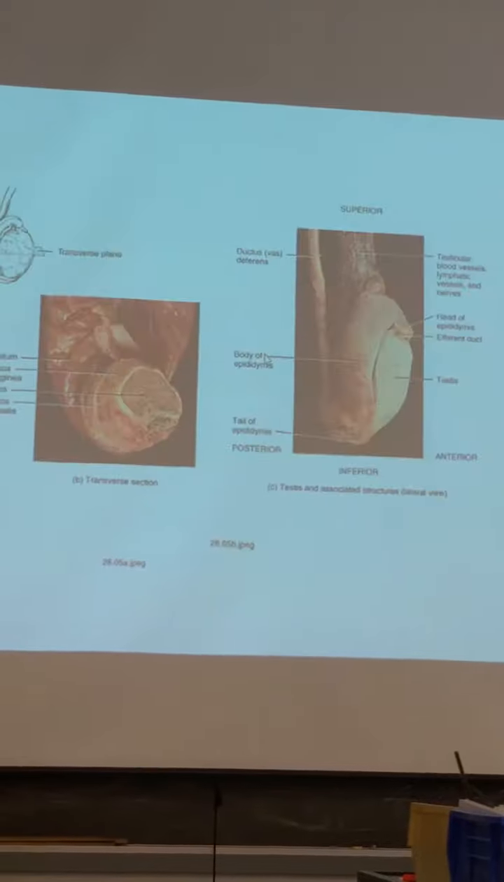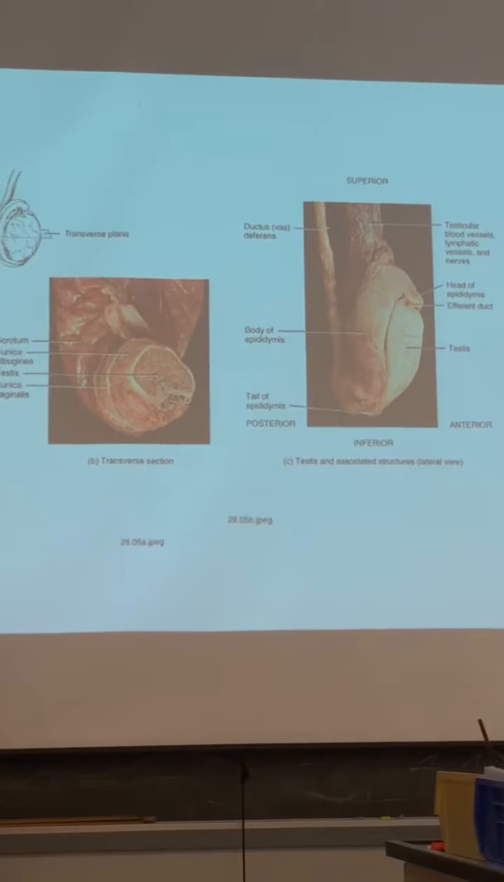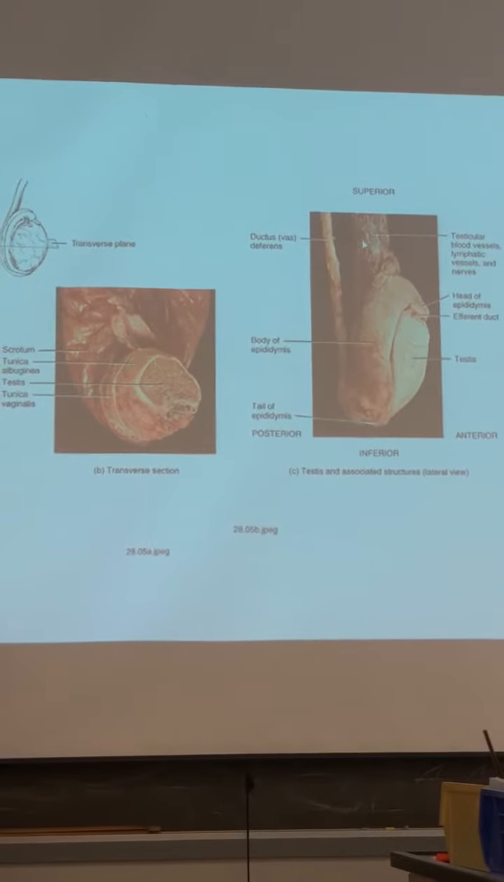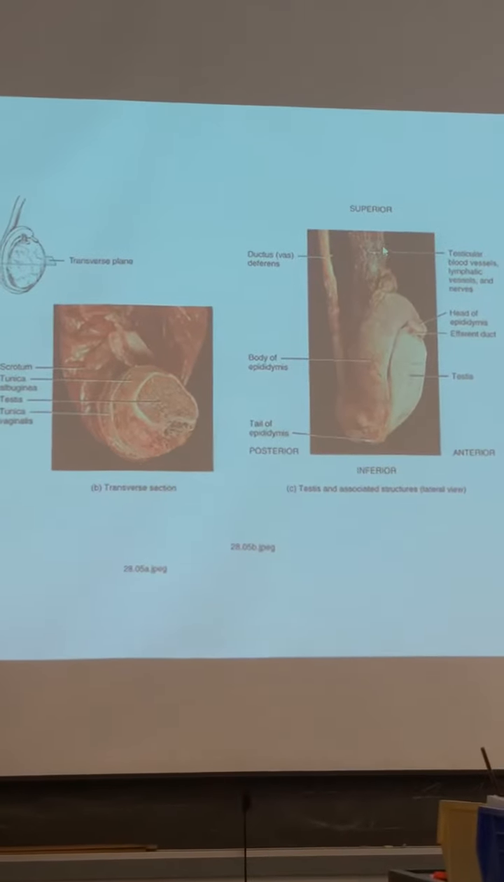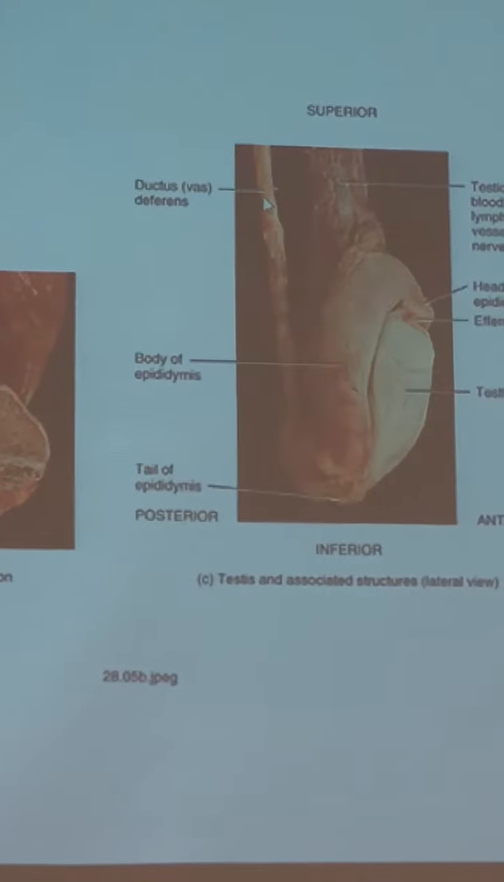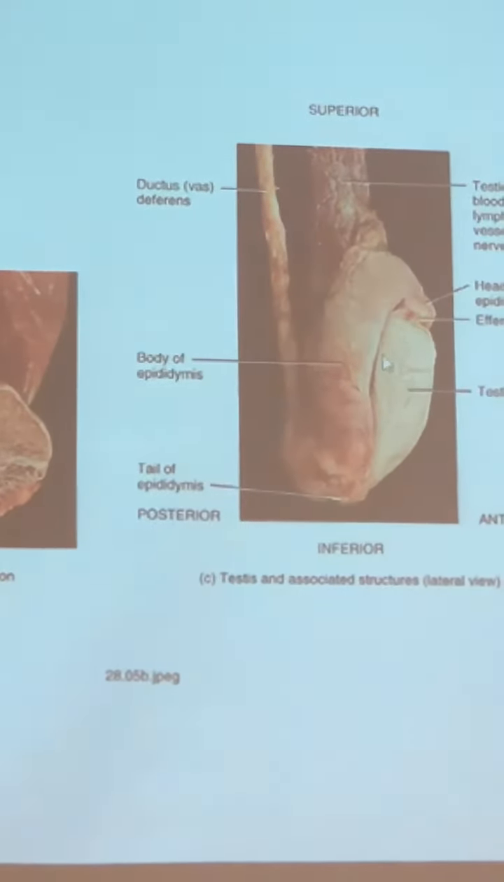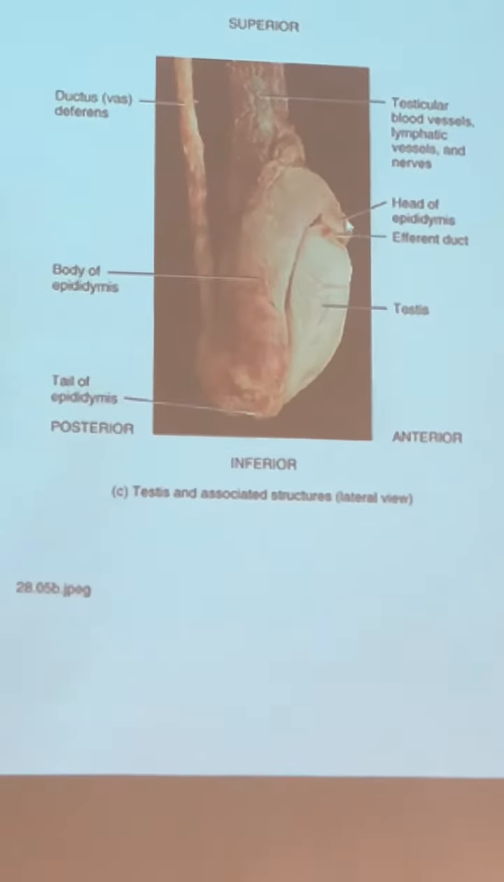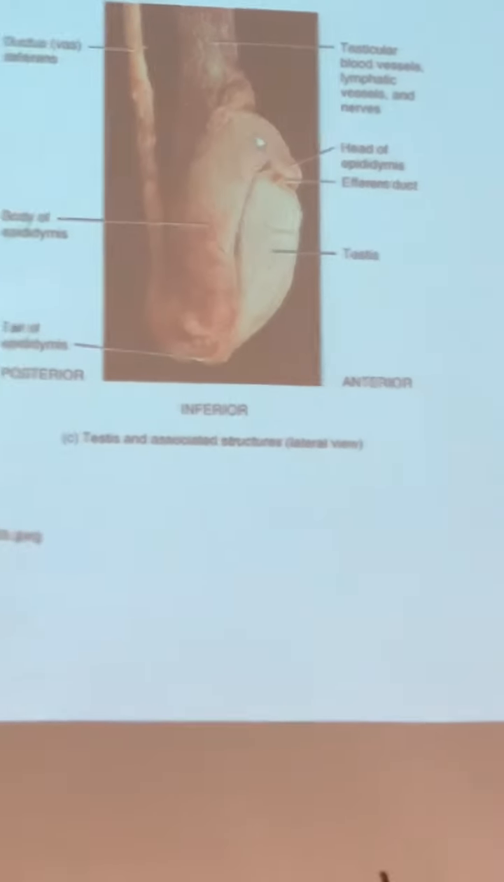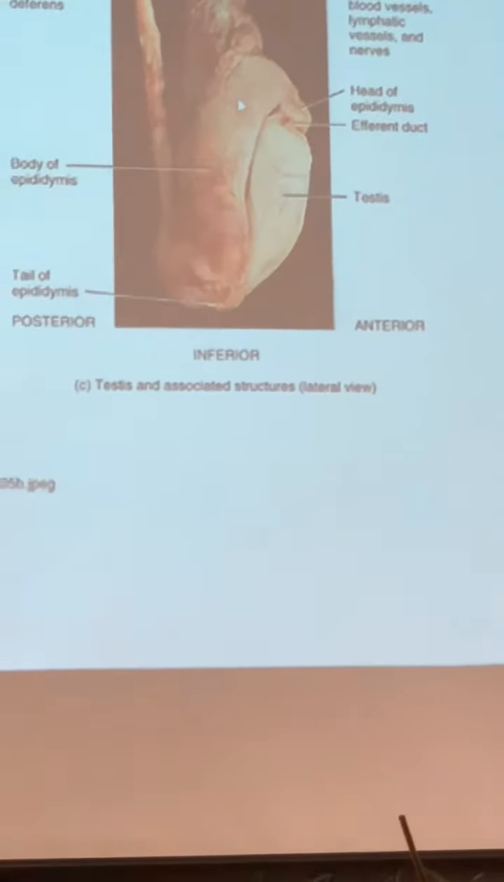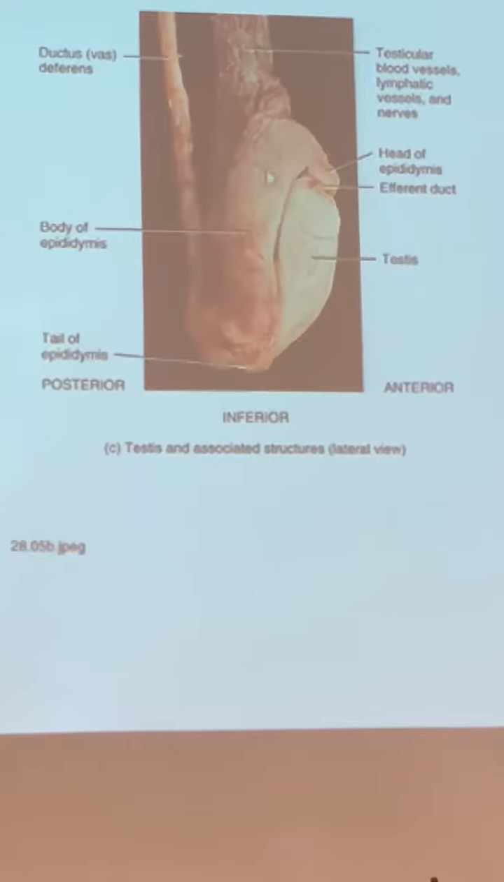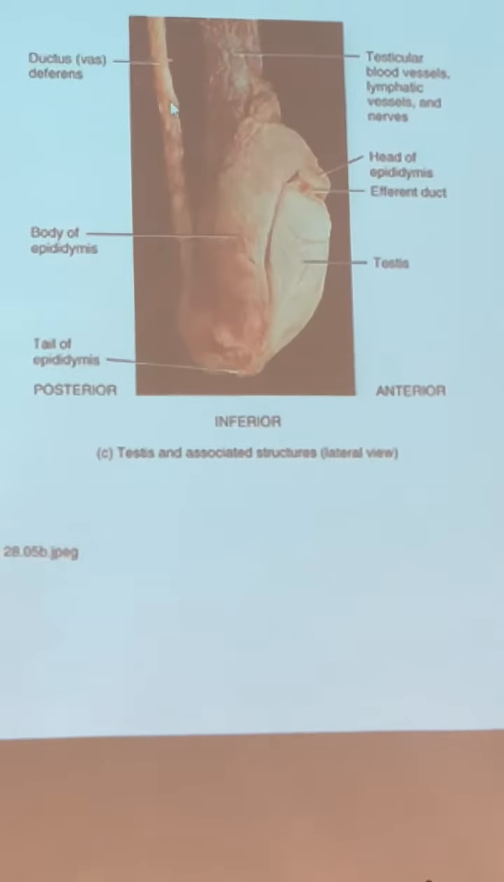Let's see. Yeah, here's a picture of it from a cadaver. You can see the spermatic cord there with the blood vessels, lymphatic vessels, and so forth. The ductus deferens has been separated. You can see the testis. That white covering is the tunica albuginea. And you can see this kind of comma-shaped structure covering over the top of it. That's the epididymis, with the ductus deferens emerging from it.